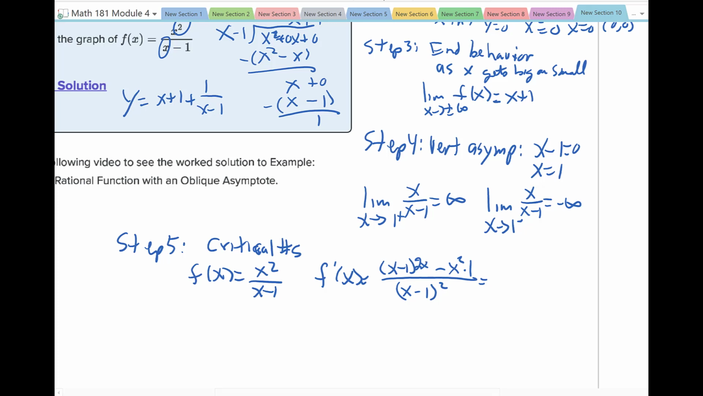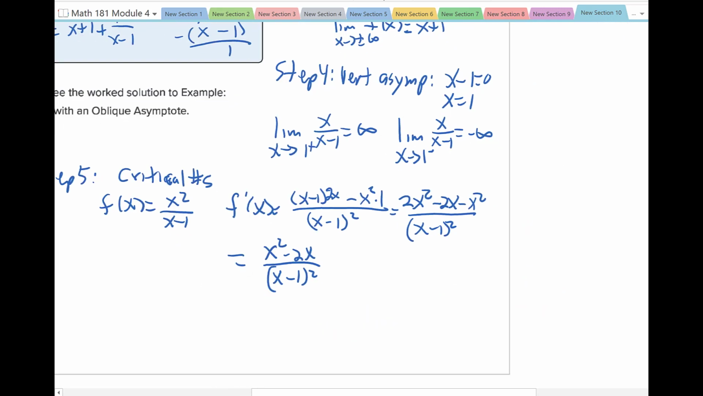Okay, so I ended up getting a 2x squared minus 2x minus x squared over this x minus 1 quantity squared. So the derivative came out to be x squared minus 2x over x minus 1 squared.